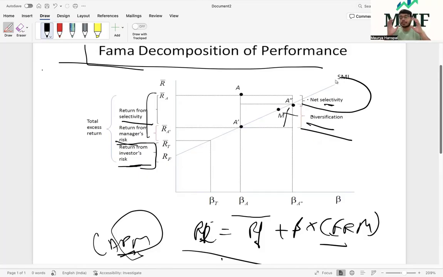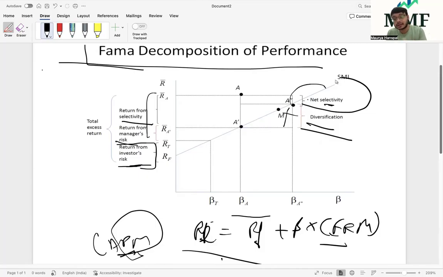So your total risk becomes a summation of the systematic risk plus the unsystematic risk. Now, assuming at a portfolio level my total risk remains the same, but I increase my systematic risk. So for a given level of same total risk, I increase my systematic risk. So that's my return from net selectivity.